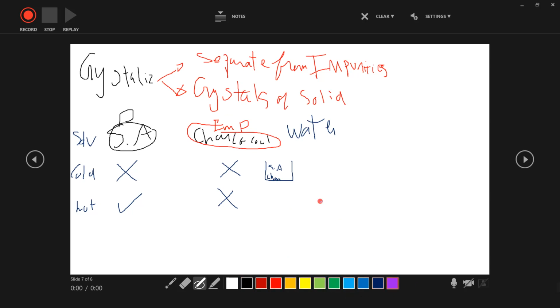I will put here water. If I do shaking after putting water, if I do shaking on cold, is there anything that will be solubilized? Of course not, because when I am on cold, neither salicylic acid nor charcoal will be solubilized. So on cold, nothing will happen.